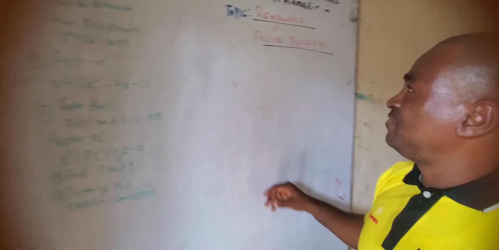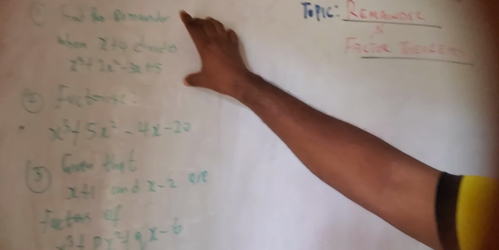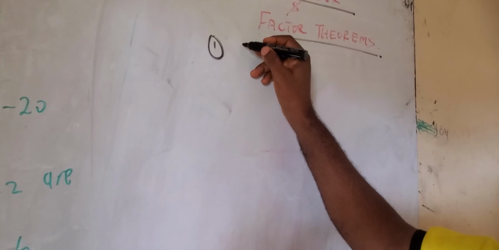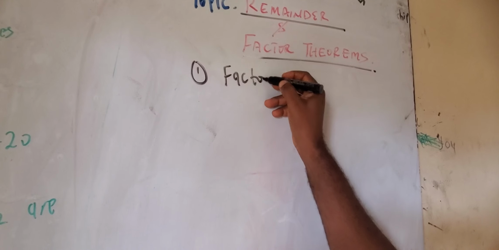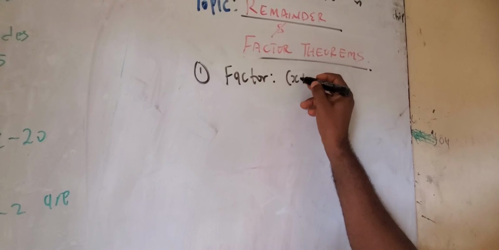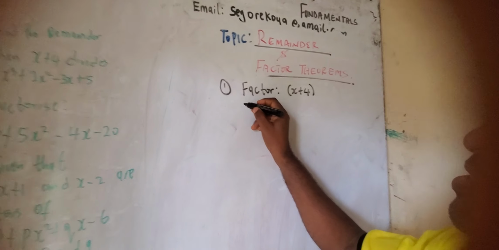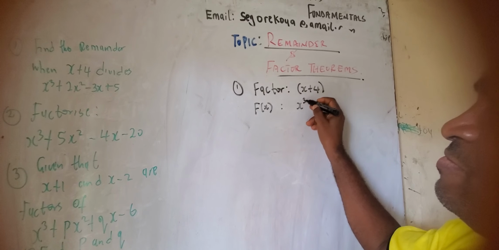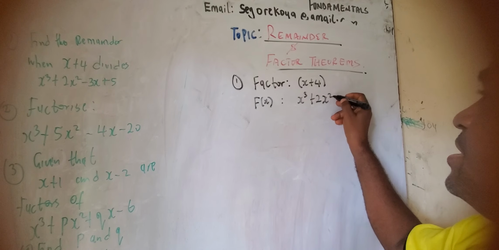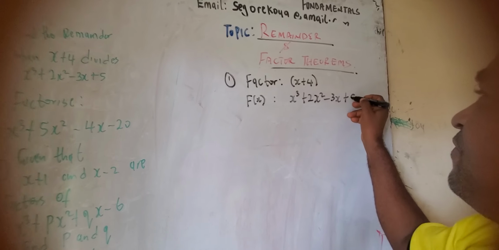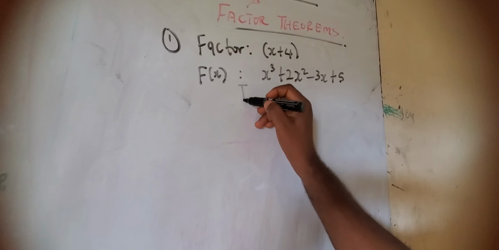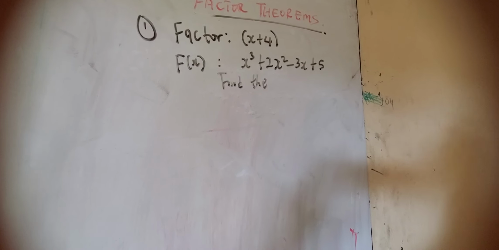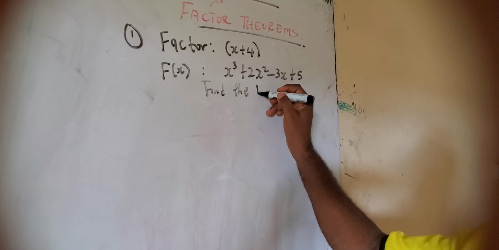Now, this is how we are going to solve this problem. Look at this question number 1. Question number 1 says we should find the remainder. We are given a factor, and the factor we are given is x plus 4, and then the polynomial f of x that we are given is x cubed plus 2x squared minus 3x plus 5. So we are asked to find the remainder.